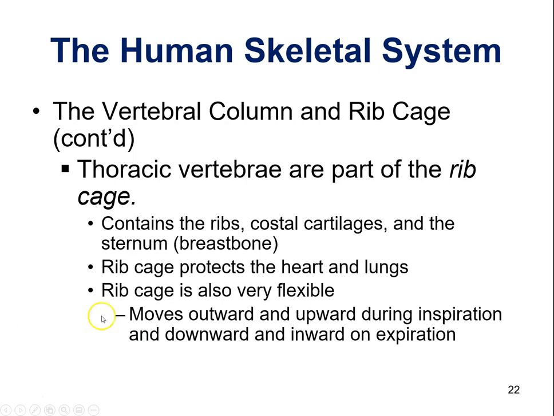So the thoracic vertebrae, like I said, are part of the rib cage. They attach to the ribs. We'll see a picture in a second. The rib cage protects the heart and the lungs, as you might imagine. The rib cage is also flexible, and we talked about this when we talked about the respiratory system. It has to be able to move outward and upward when you inhale, and then downward and inward when you exhale. So there has to be movement within that rib cage.